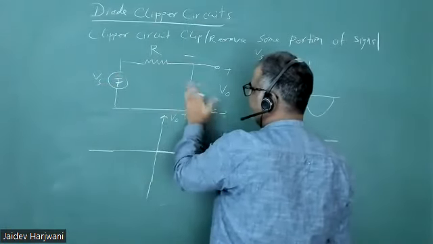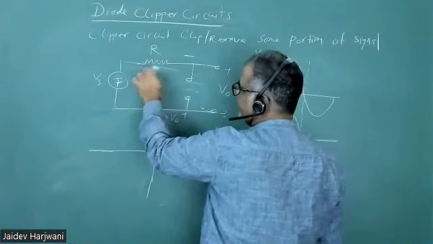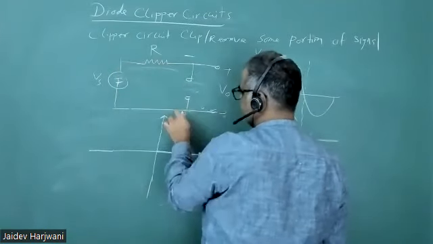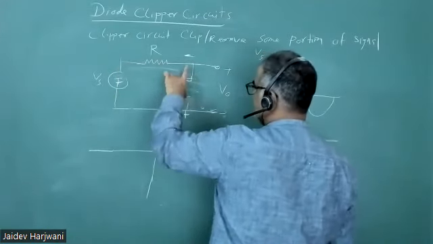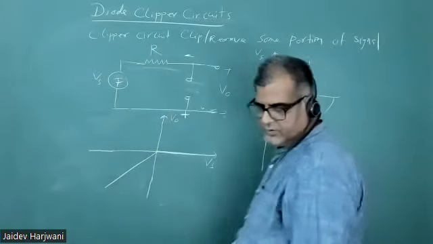So for negative, it will be open. So no current is flowing here, I0, so no drop here. Whatever is coming here, you get here. This is plus, this is minus, and you're measuring like this. So V0 will be minus Vs. This is the graph.